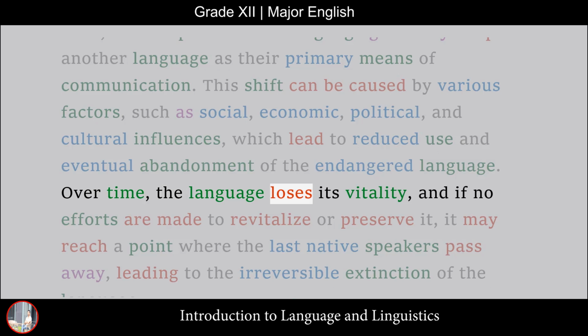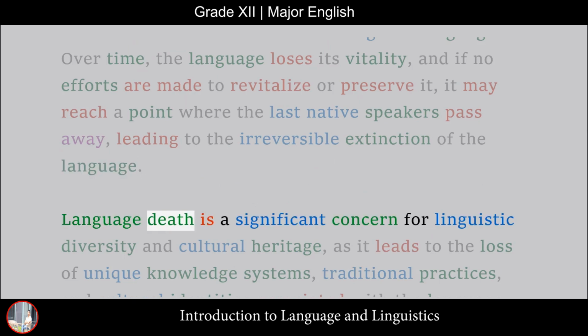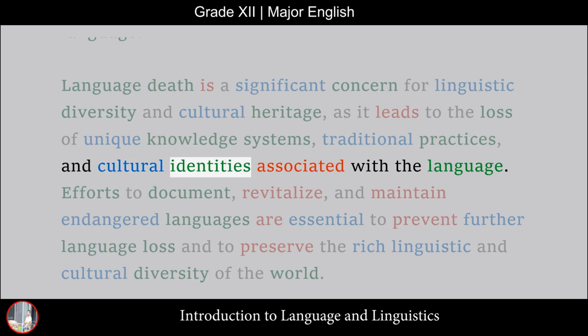Over time, the language loses its vitality, and if no efforts are made to revitalize or preserve it, it may reach a point where the last native speakers pass away, leading to the irreversible extinction of the language. Language death is a significant concern for linguistic diversity and cultural heritage, as it leads to the loss of unique knowledge systems, traditional practices, and cultural identities associated with the language. Efforts to document, revitalize, and maintain endangered languages are essential to prevent further language loss and to preserve the rich linguistic and cultural diversity of the world.